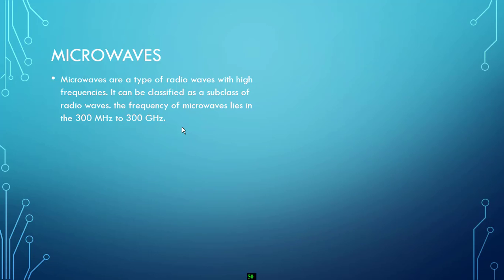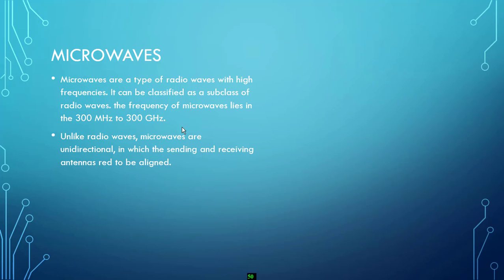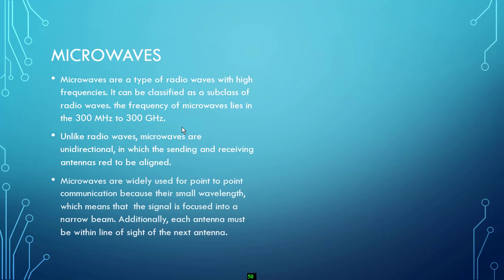Microwaves are the type of radio waves with high frequency. It can be classified as a subclass of radio wave. The frequency of microwaves lies in 300 MHz to 300 GHz. As I say, microwave is a type of radio wave. Unlike radio waves, microwaves are unidirectional, in which the sending and receiving antennas need to be aligned. Means microwaves are unidirectional. It travels in one direction where sending and receiving antennas need to be aligned.